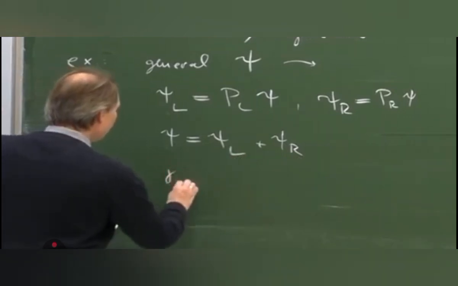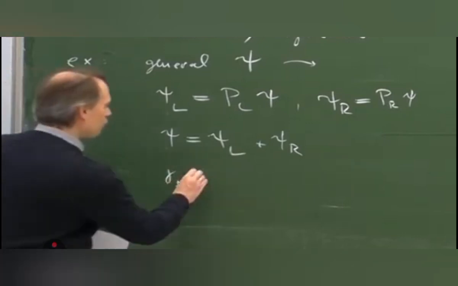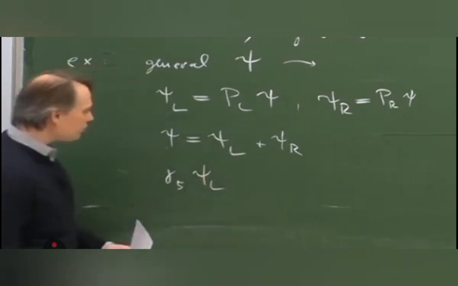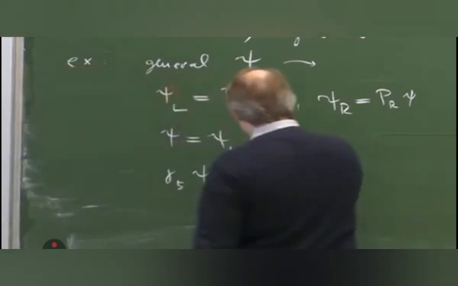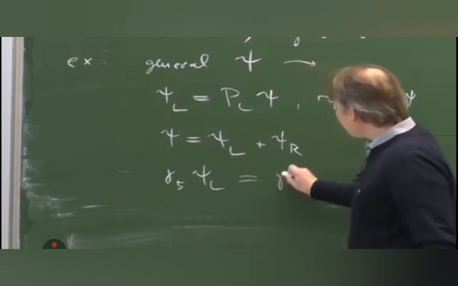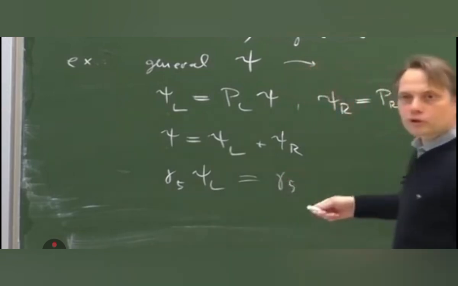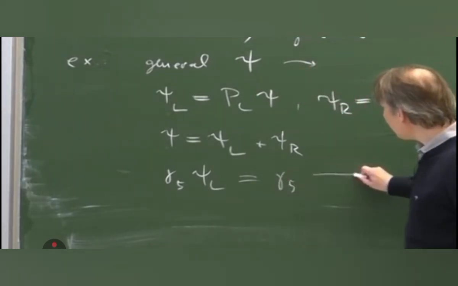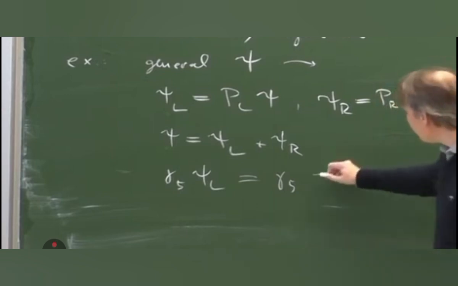Further, let us act with gamma 5 on one of them. Let us act with gamma 5 on psi left. What happens? Let us do this now explicitly. We have skipped many proofs today, but let's do this proof explicitly.